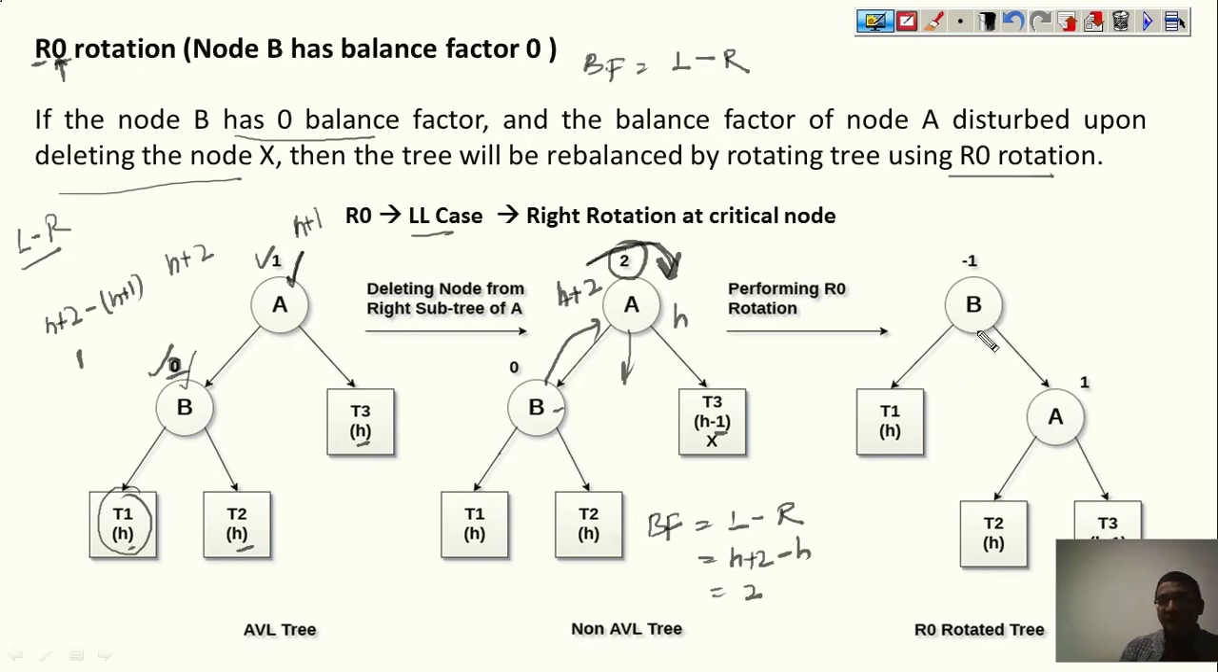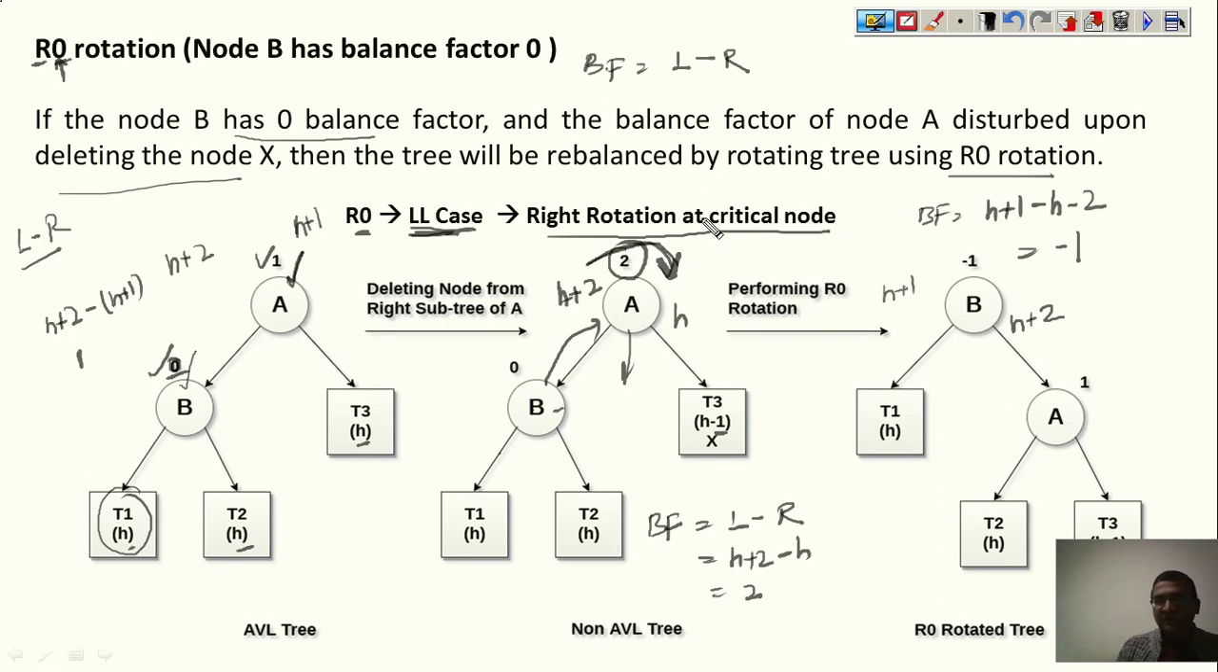Now if you find the height, on this side it is h and one edge, so h plus 1, and here it is h plus 2. So we find the balancing factor as h plus 1 minus h plus 2. This is minus 1, which is balanced. This is how we can fix our tree, and now it is balanced. We need to keep in mind that R0 is done as an LL case: a right rotation at the critical node.